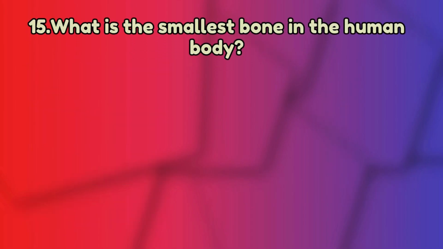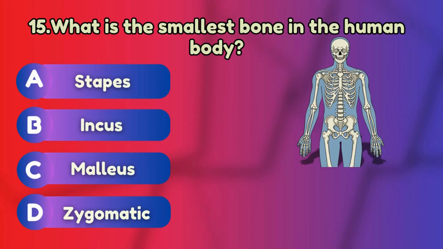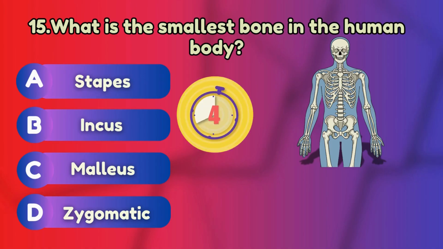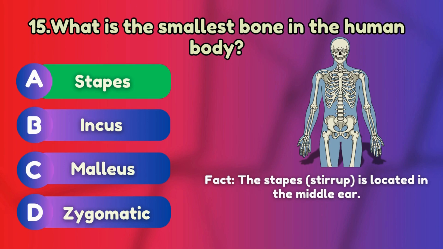What is the smallest bone in the human body? A, stapes, B, incus, C, malleus, D, zygomatic. Right answer, stapes. Fact, the stapes is located in the middle ear.